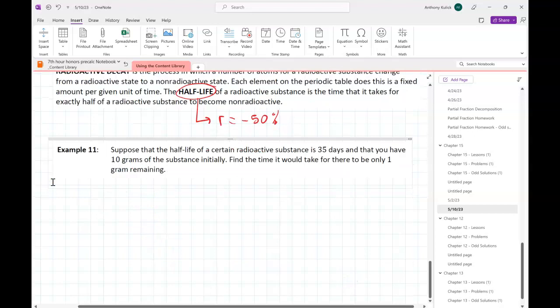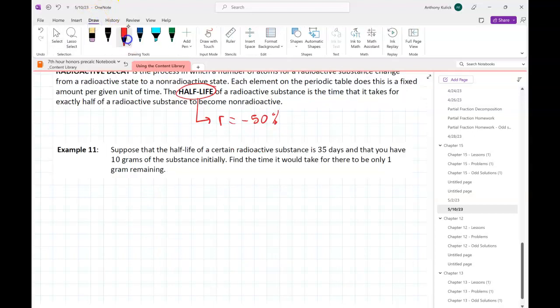It says suppose the half-life of a certain radioactive substance is 35 days, and you have 10 grams of the substance initially. Find the time it would take for there to be 1 gram remaining. So again, this is a two-step problem, right? Step one, we're going to write the model. Step two, we'll solve that model equal to 1 gram.